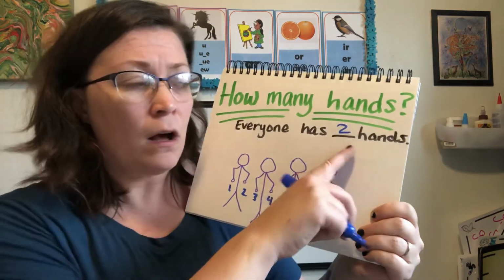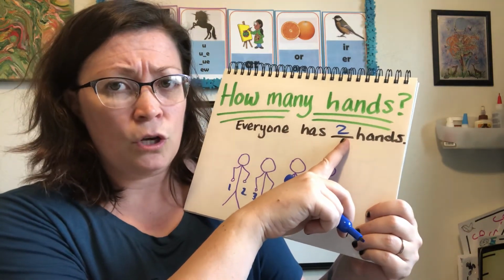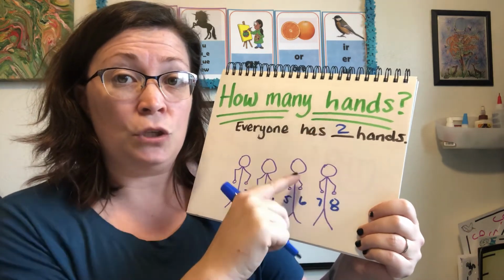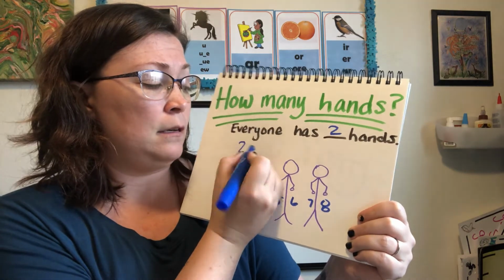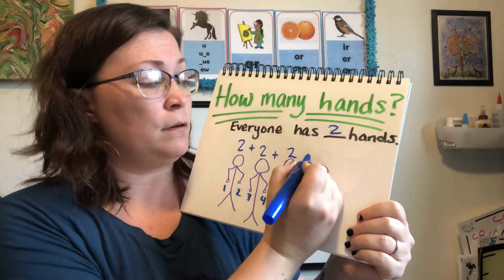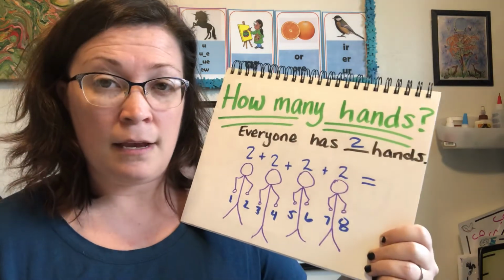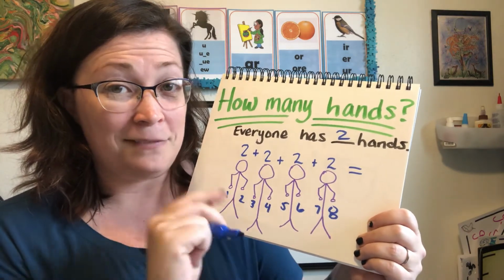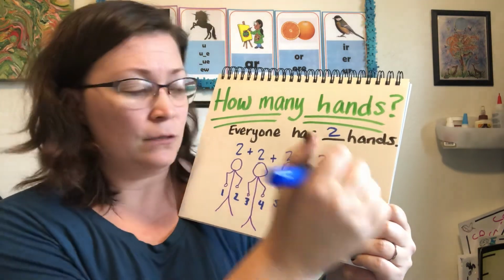But we know that all people have 2 hands, and I feel like we can count by 2s. So instead of drawing a number under each hand, I'm going to draw a 2 above each person. This person has 2 hands. This person has 2 hands. This person has 2 hands. And this person has 2 hands. Now, counting by 2s, do you think we're going to get the same answer? Let's find out. 2, 4, 6, 8. We sure did.